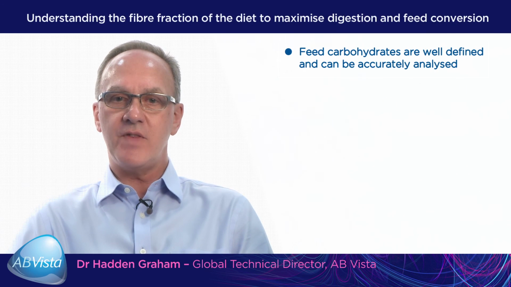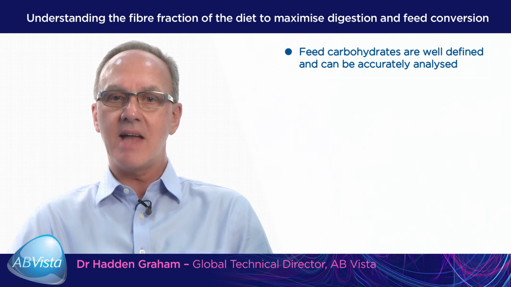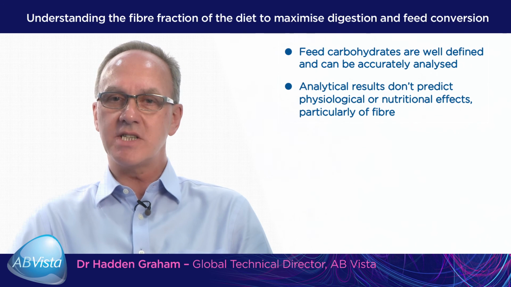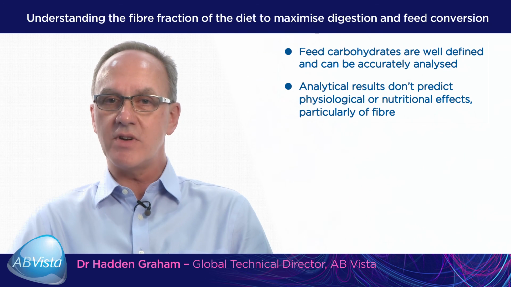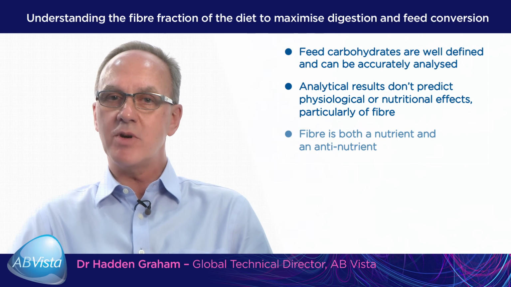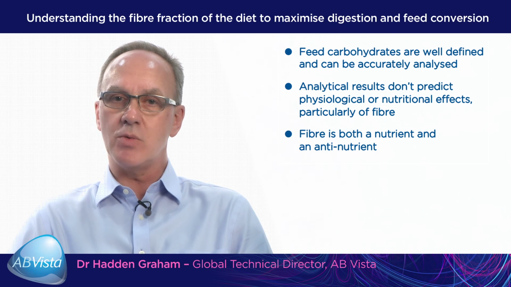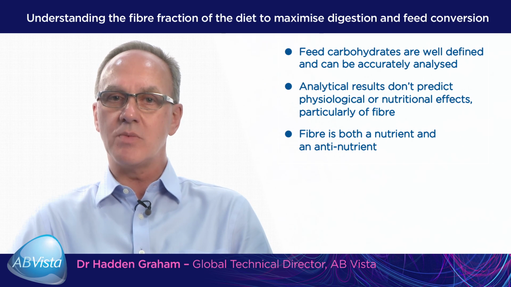So to sum up, feed carbohydrates are well defined and they can be accurately analysed. However, the analytical results don't necessarily tell you what those carbohydrates will do in the animal gut, and that is particularly true of fibre. For example, soluble fibre is very different than insoluble fibre. Cellulose is very different from pectins. Fibre can be both a nutrient in that it can be degraded and it will provide energy to the animal, but it's also an anti-nutrient in that it can increase gut viscosity, it can encapsulate nutrients, and therefore can reduce digestibility in the animal.